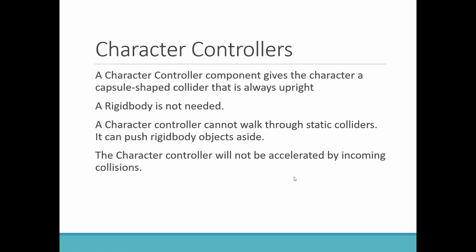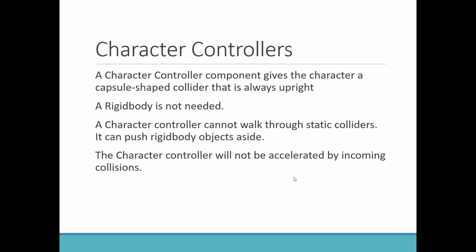There are also assets now available that are already pre-programmed for you in the Unity Asset Store, but you can use something called a character controller. Basically, it gives your character a capsule-shaped collider. It's always upright, but you can change that if you wanted to. There is no need for a rigid body. It's kind of like included.